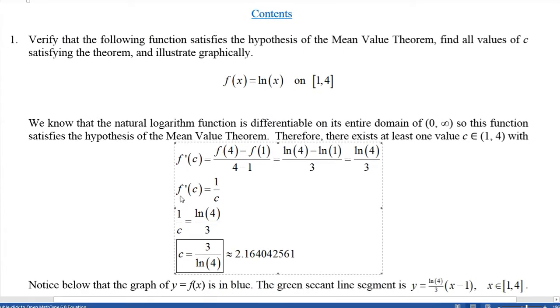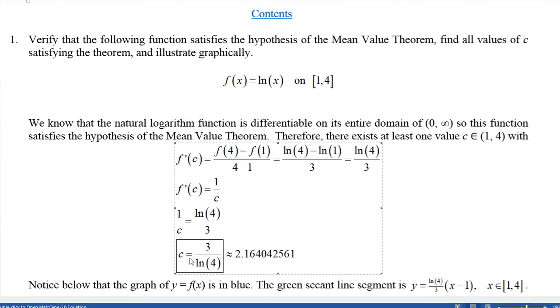Now the derivative of natural log of x is 1 over x, so the derivative at c is 1 over c. We just want to find a value where these two things are equal, and of course it needs to be a value between 1 and 4. So we set them equal and solve for c. Taking the reciprocal of both sides, we get c equals 3 over natural log of 4. If we plug that in our calculator, we see that it is in fact a number between 1 and 4, about 2.16. So that is the value of c that we're guaranteed by the mean value theorem.